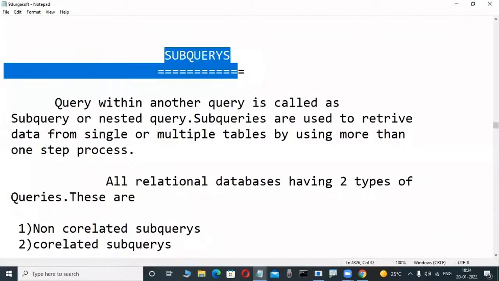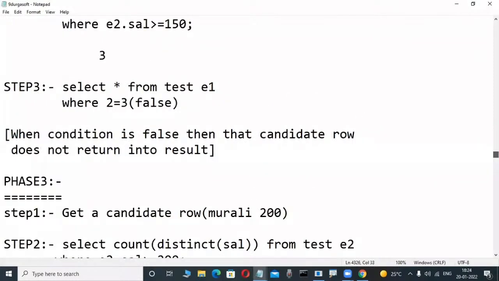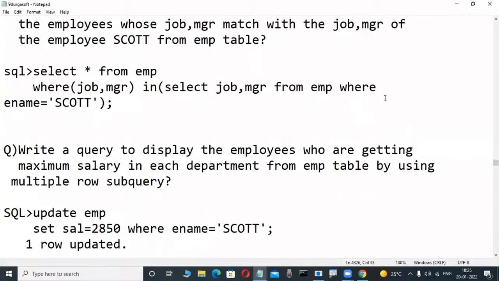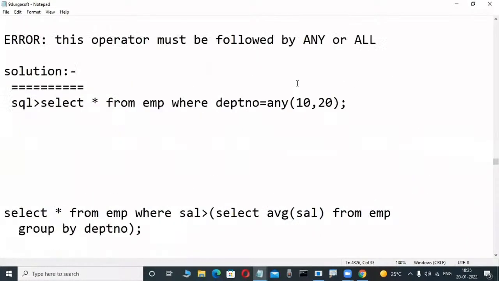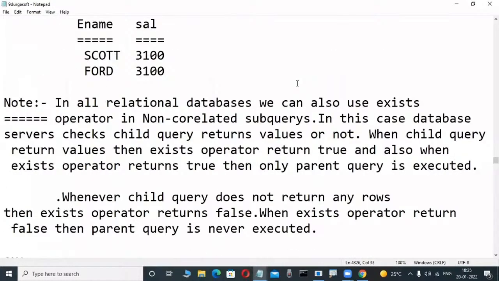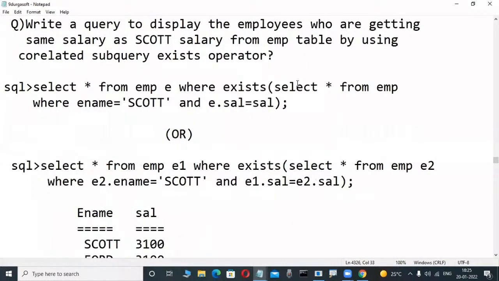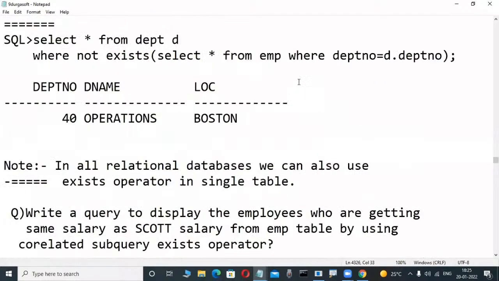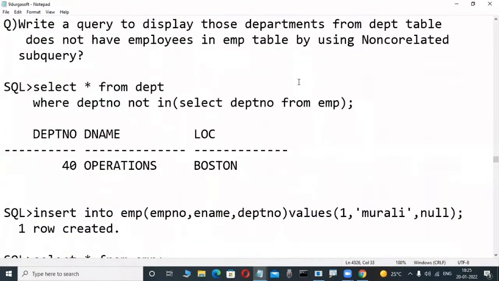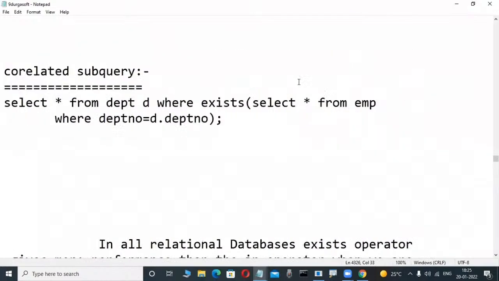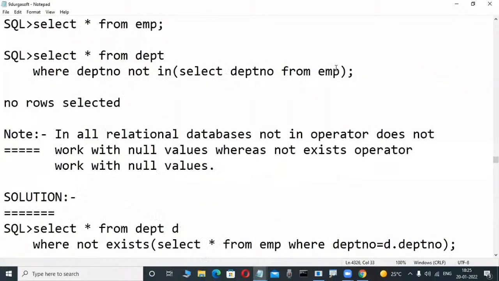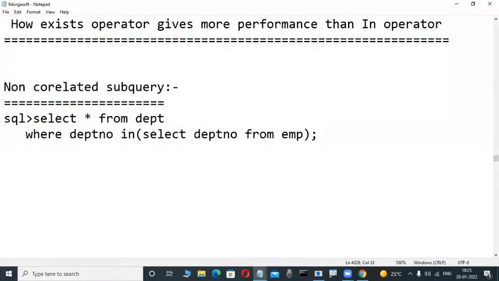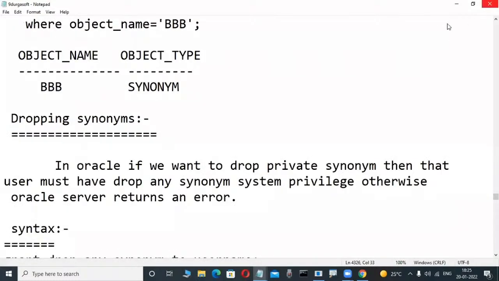In this chapter we learn about interview questions. Suppose you are attending an interview: display the nth highest salary employee, the second highest salary employee, delete duplicate rows. These types of things are there, and we learn all of them in our course. Then database objects, so many things are there. These are big concepts.